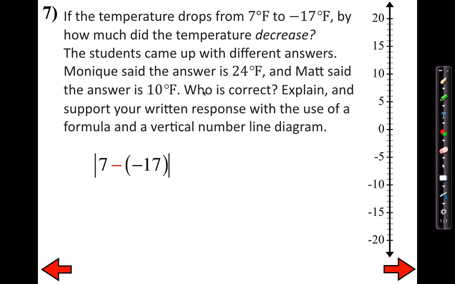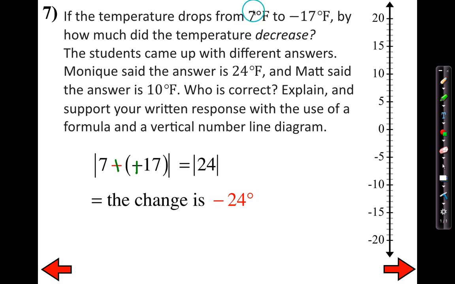Okay, so first, if we were trying to find the temperature change from 7 to negative 17, I would subtract 7 minus negative 17, which is going to be the absolute value of 24, because when you add the opposite, you're basically adding these two numbers together, 7 plus 17. So the change is negative 24. How did I come up with negative 24? Well, I can see from going from 7 to negative 17, it is definitely dropping. So that's why I came up with negative 24.